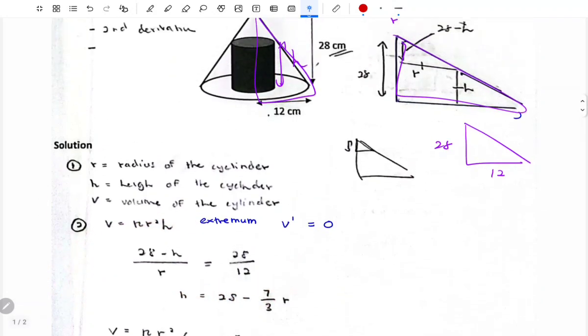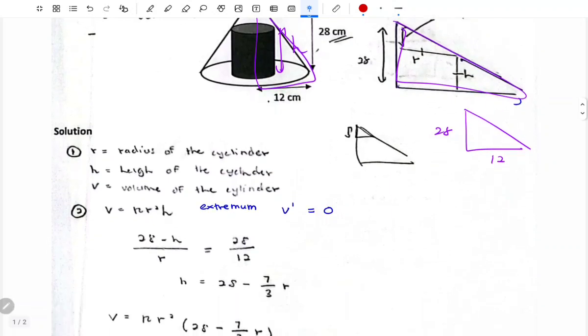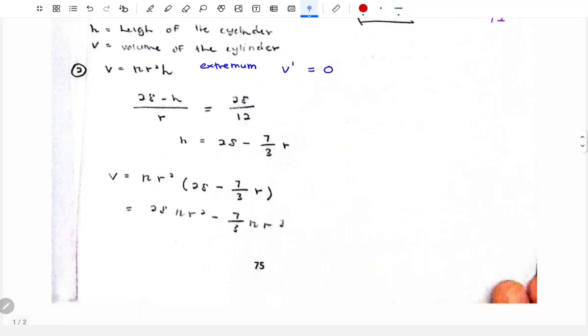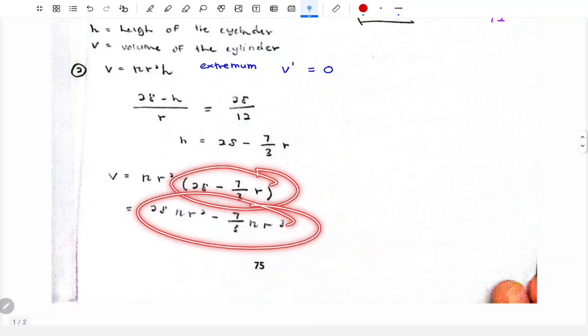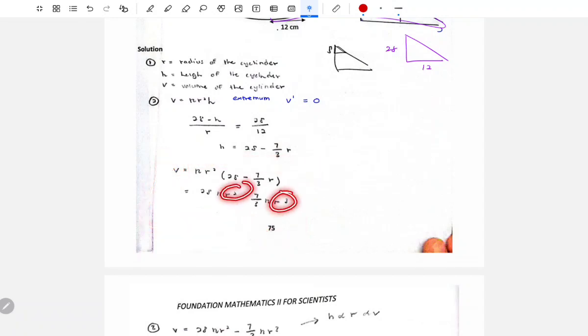So when I made the ratio, I did some algebra and I got the h as this. I made the h single and I got this one, which I insert into this. Okay, and when I insert, I got this one. Okay, now we have finished. We have made the volume into one term only, which is r.